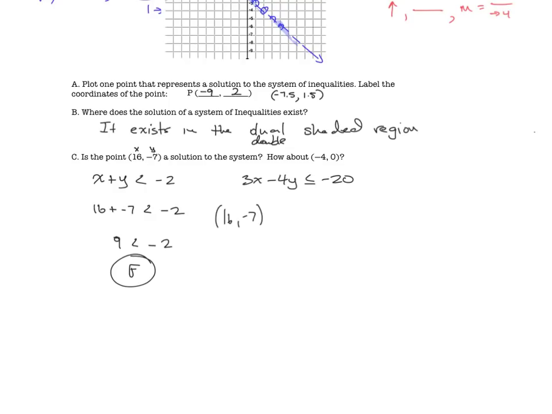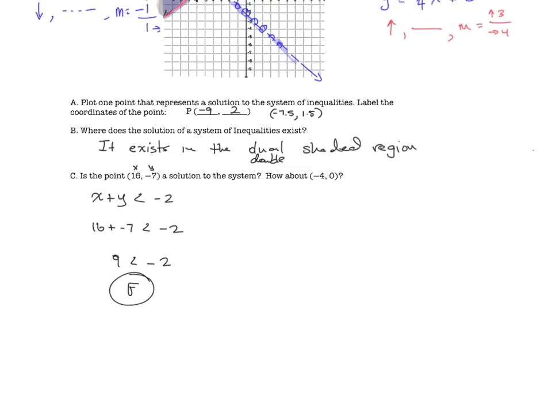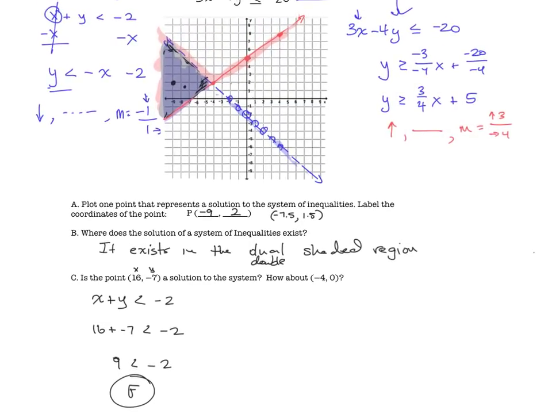Now let's check that point negative 4, 0. All right, so negative 4, 0. Okay, let's do the same thing. Well, negative 4, 0, I'm not going to plug it in. Why am I not going to plug it in? You just plugged in the other one. Well, that one I can go up to my graph and plot that point. So if you can plot the point in your region, there's the point negative 4, 0. Negative 4, 0 is not in the dual shaded region, so therefore this is not a solution, okay?